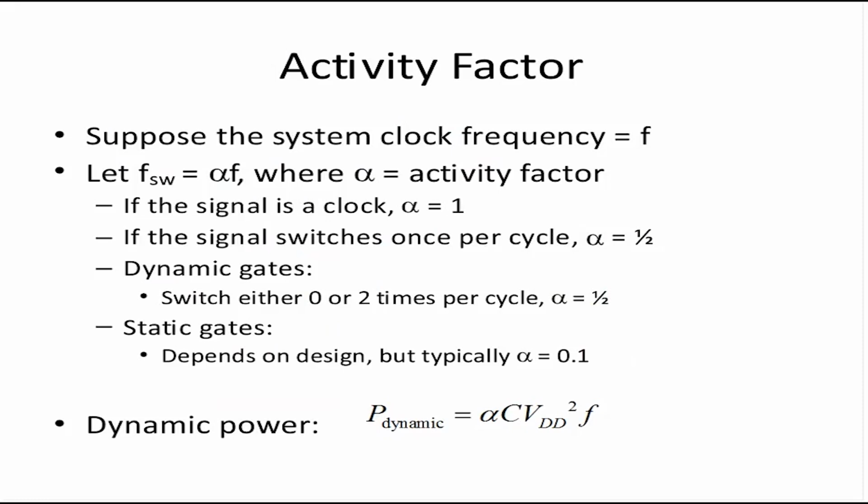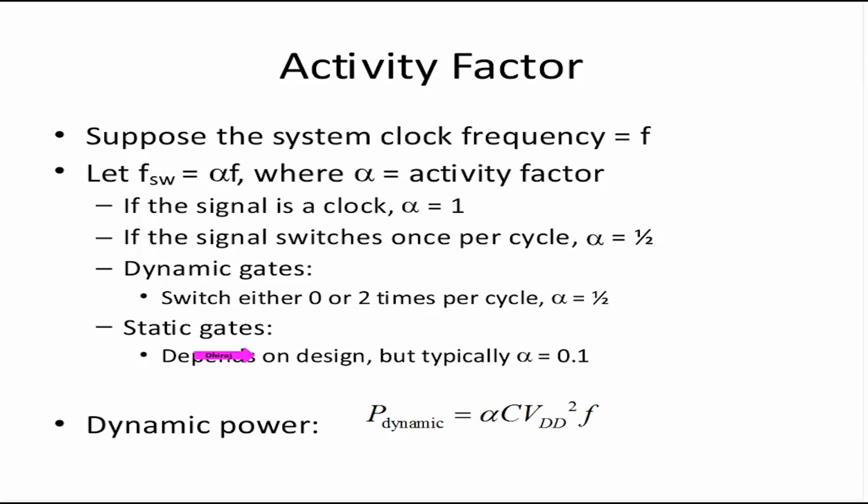Dynamic gates switch either 0 or 2 times per cycle, so the average alpha we take to be 1/2. Since when a signal switches once per cycle, alpha is equal to 1/2. If a signal switches twice per cycle like a clock, alpha is equal to 1. For dynamic gates, they either switch 0 or 2 times. If they switch 2 times, alpha is equal to 1. Otherwise alpha is equal to 0, so the average alpha is 1/2.